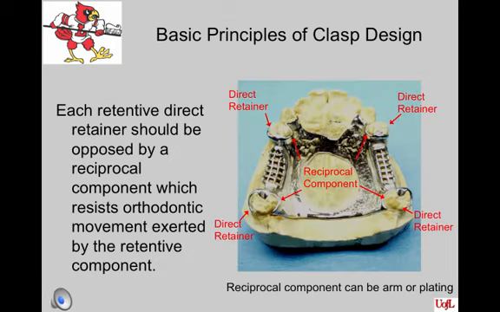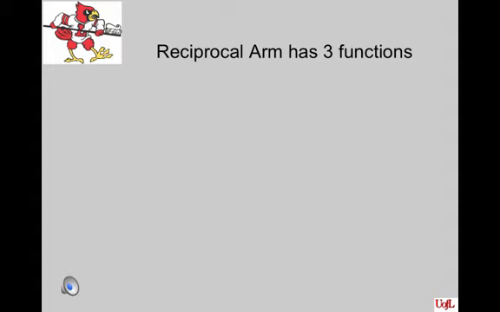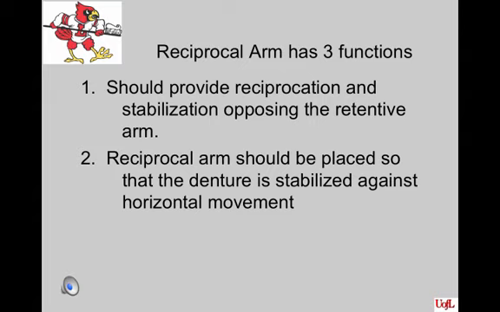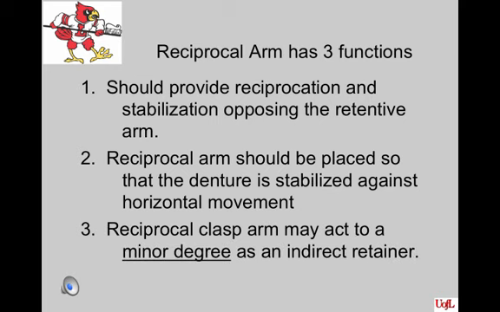Each retentive direct retainer should be opposed by a reciprocal component which resists orthodontic movement exerted by the retentive component. The reciprocal component can be an arm or plating if it's on the lingual. The reciprocal arm has three functions. One, it should provide reciprocation and stabilization opposing the retentive arm. Two, the reciprocal arm should be placed so that the denture is stabilized against horizontal movements, and the reciprocal clasp arm may act to a minor degree as an indirect retainer.